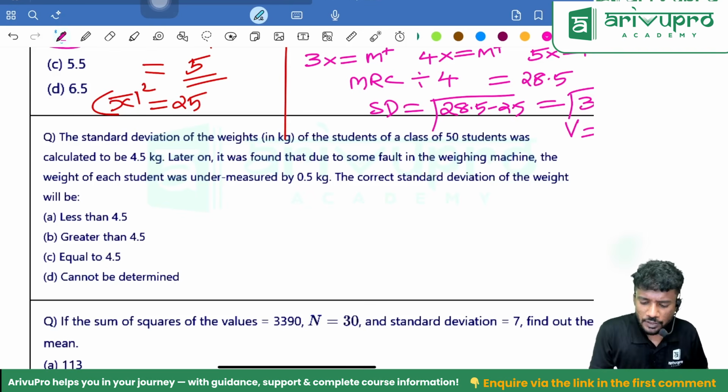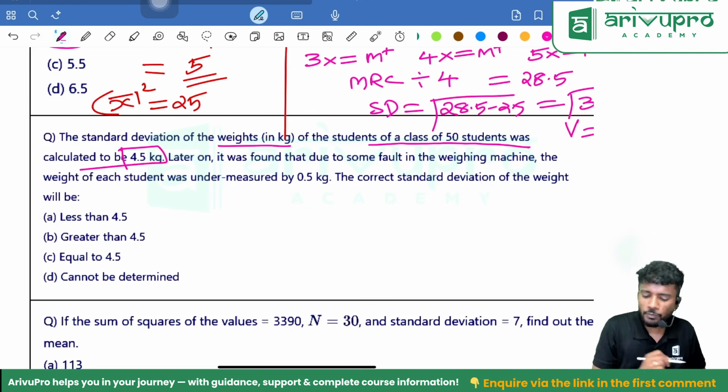Now look here. The standard deviation of weights of students of a class of 50 students was calculated to be 4.5.